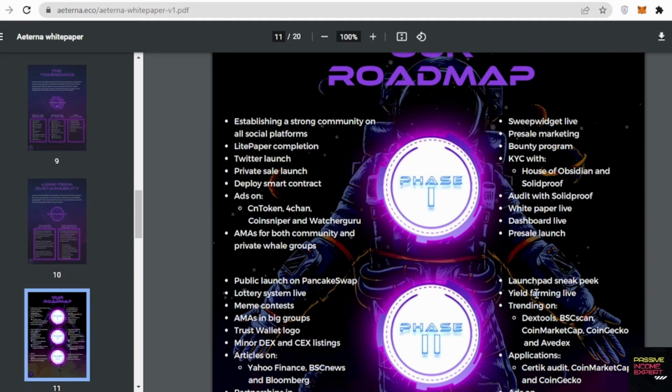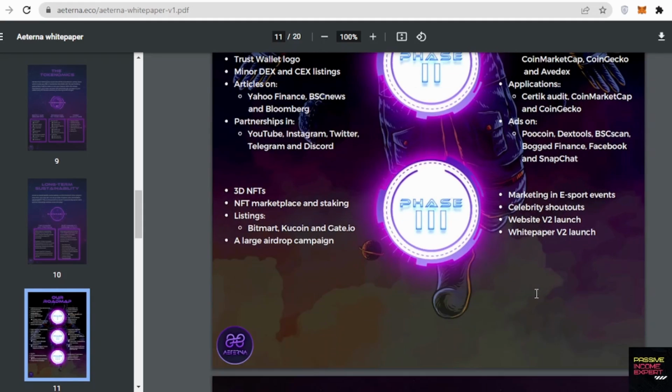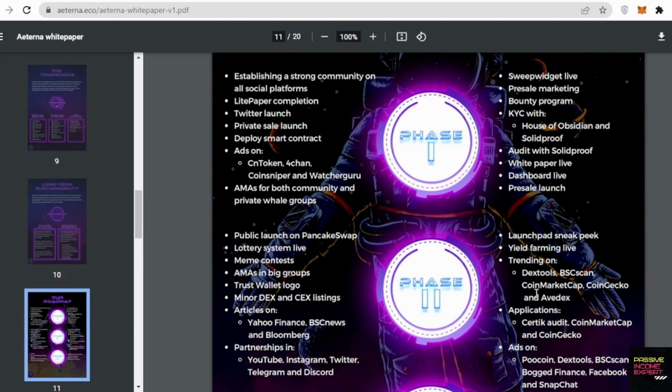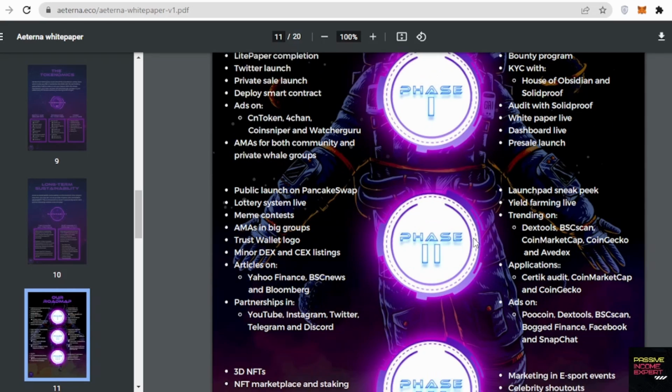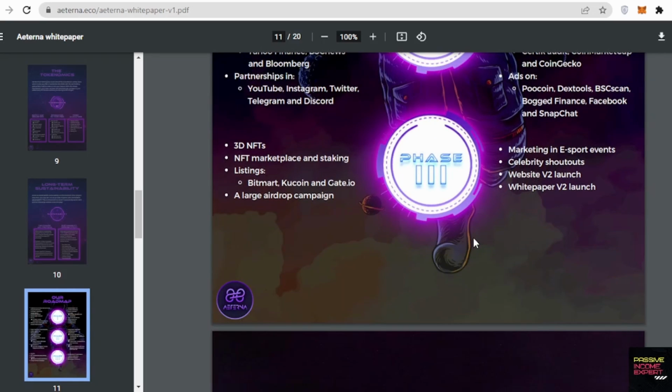That's their detailed roadmap, with tons of things. That's phase 1, phase 2, phase 3. You can have a look at them, and they are going to have an official partnership with YouTube too, Instagram, and much more. And look at this part, 3D NFTs. If you get into this project earlier, imagine where you can go in maybe the next 2 to 3 years.